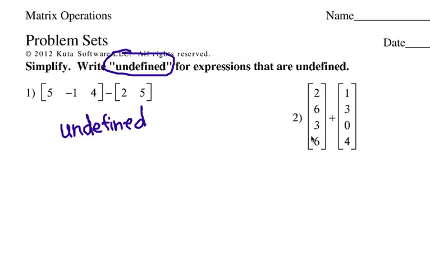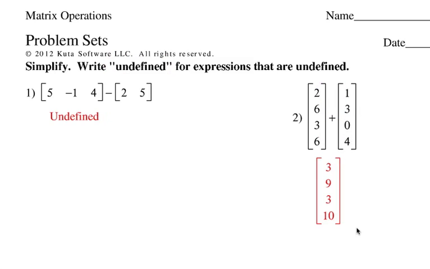But in number 2, the idea is pretty common sense actually. You're going to take each element in the first matrix and add it to the same element in the same position. So we're going to just be adding the 2 and the 1, the 6 and the 3, the 0 and the 6, and the 4. There you go. That's a good warm-up for you, isn't it? Notice that a 4x1 matrix plus a 4x1 matrix gives you a 4x1 matrix answer. Okay, it's always going to be the same size and dimensions.